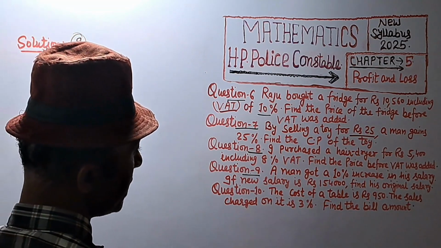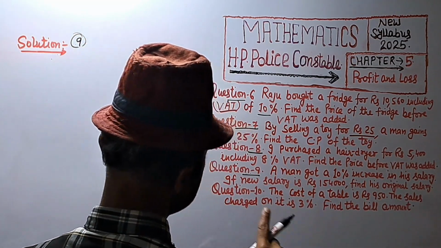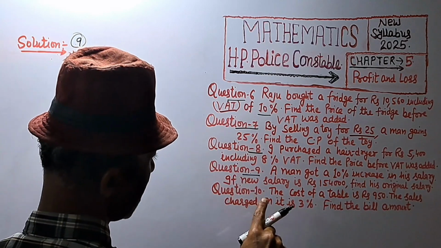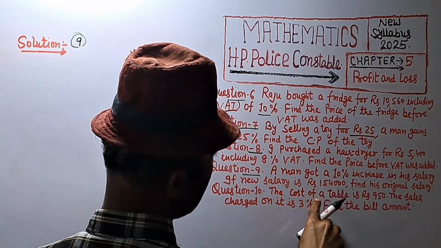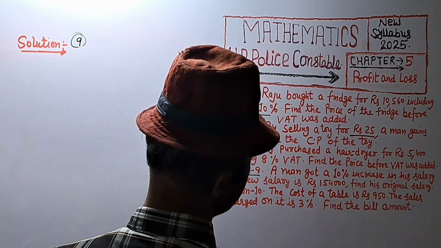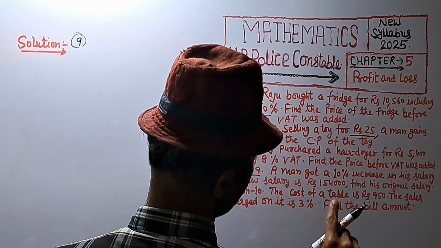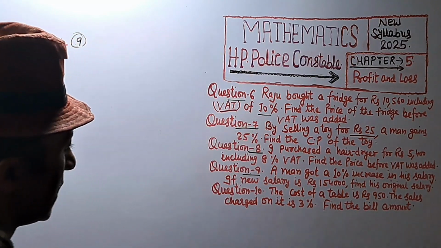Question number 9. A man got a 10% increase in his salary. If the new salary is rupees 1,54,000, find the original salary.